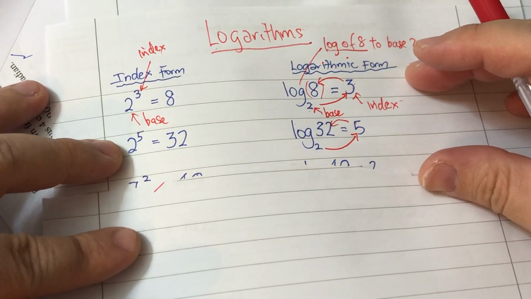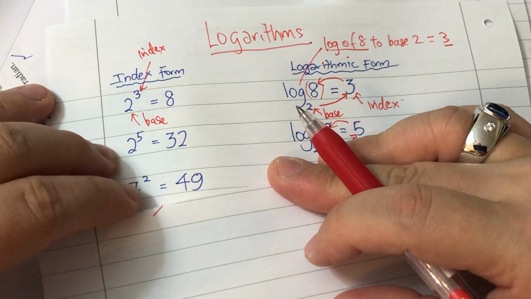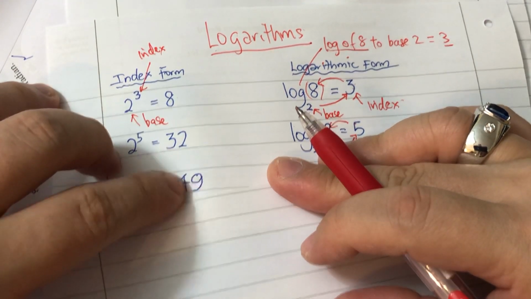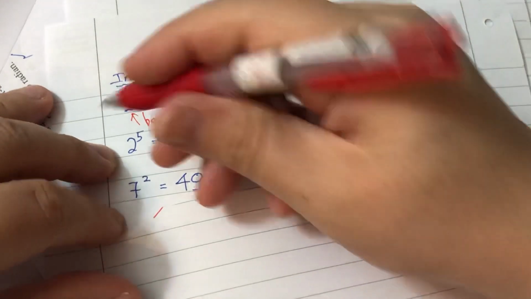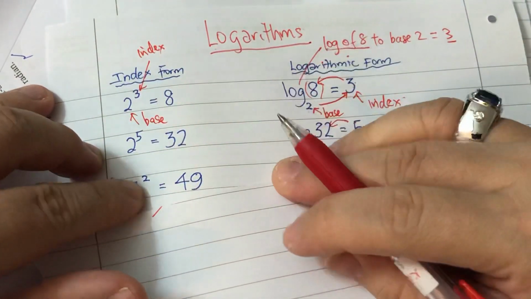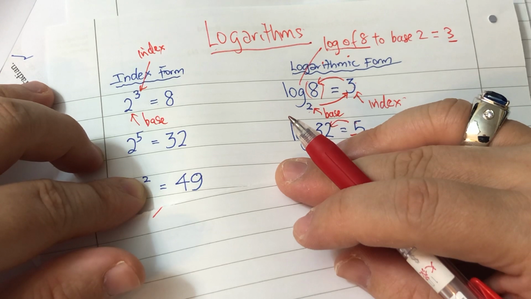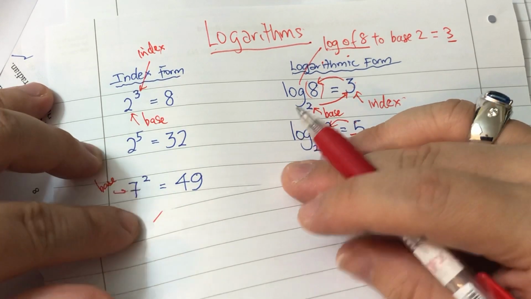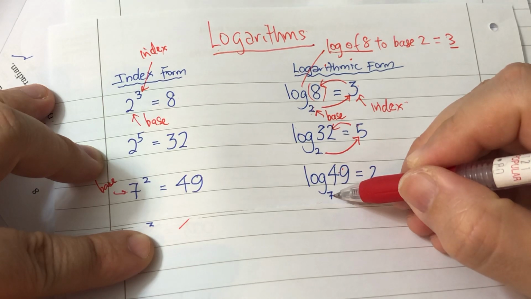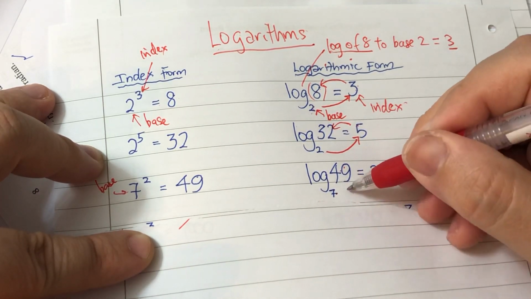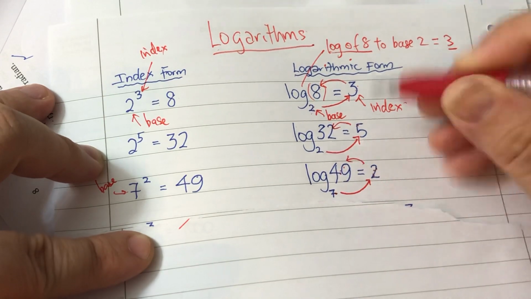Now, I hope you can try to get the hang of it. How about this? If I want to write this in logarithmic form, it will be log of this answer, so it's the argument. So log of 49 to base 7, this is the base, is equals to 2. Because when we talk about log, the answer is actually the index. So log of 49 to base 7 is equals to 2. That means, it's easier to think of it in this cyclic form: 7 to the power of what is 49? The answer is 2.